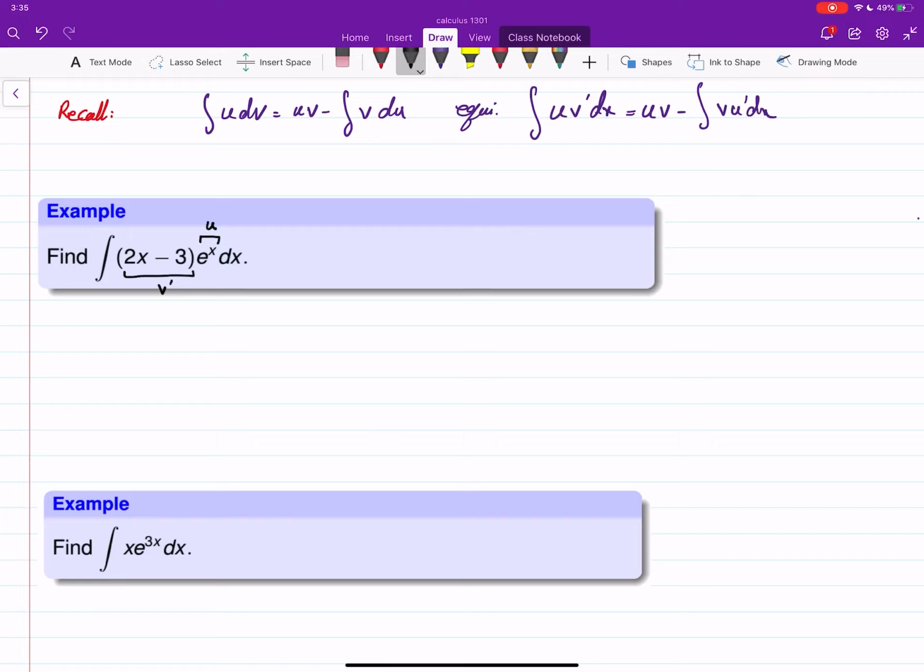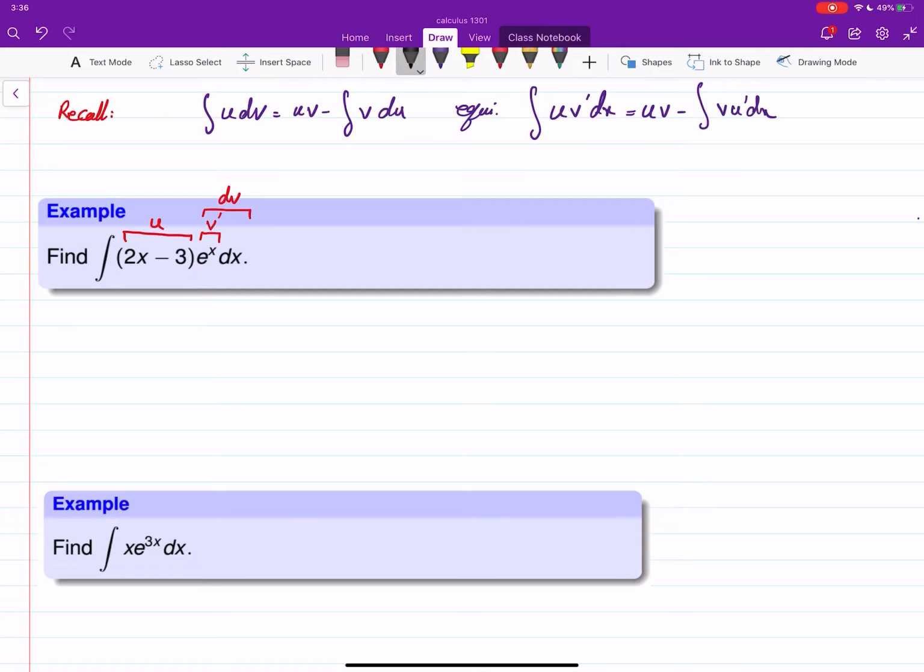I ask you to pause the video and do it right now. If you go ahead with that choice of u and v prime, your integration by parts is going to give you a harder, more difficult integral. So that won't be a good choice. Here, the better choice, the one that will definitely work, is that we take 2x minus 3 as our u, and the rest as v prime, or in general, this whole thing as dv.